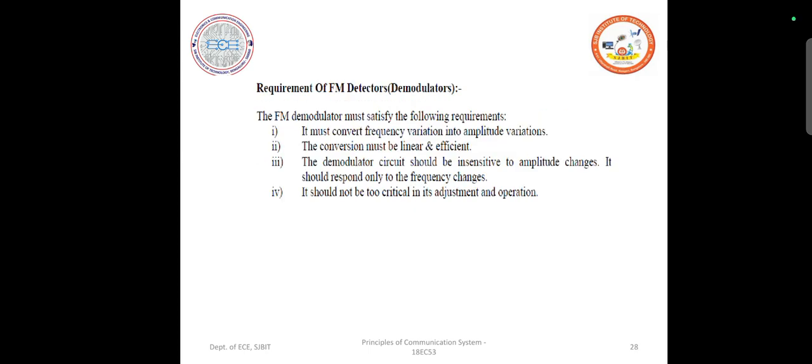So, requirements of an FM detector. An FM demodulator must satisfy the following conditions. Number one, it must convert the frequency variation into amplitude variation. That's the basic thing. Conversion must be linear and very efficient. This is very, very important, because if it becomes non-linear, the demodulated signal may not match the modulating signal at the transmitter. The demodulation circuit should be insensitive to amplitude changes. It should respond only to the frequency changes. It should not be too critical in its adjustment and operation.